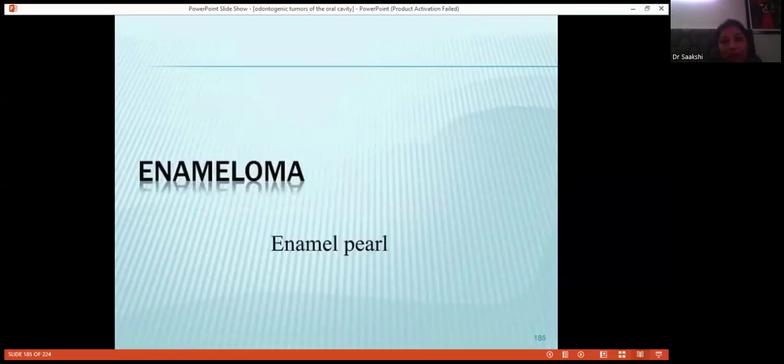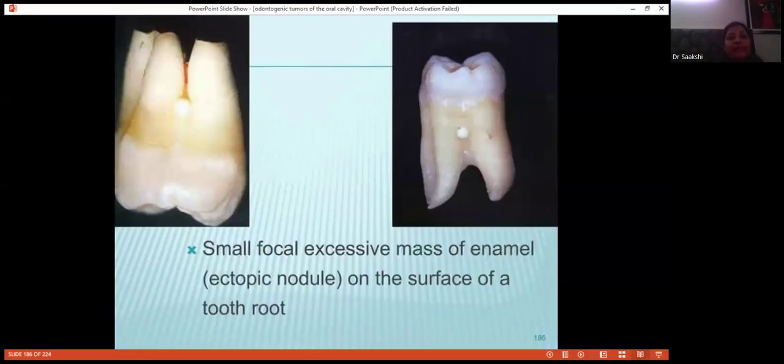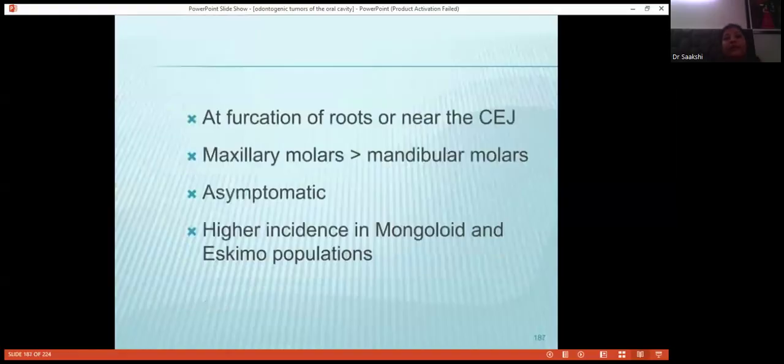The next is an enameloma, also called as enamel pearl. These are basically small focal excessive mass of enamel, that is ectopic nodule on the surface of the tooth root. You can see ये देखो आप छोटे छोटे से ये एक्टोपिक नोड्यूल बन रहा है, दैट इज द मास ऑफ एनामल बन जाता है रूट के सरफेस पे. अब ये छोटा वाइट एकदम मोती जैसे दिखता है, दैट इज कॉल्ड एज एनामल पर्ल. Mainly seen at the furcation of the roots or near the cemento-enamel junction. The maxillary molars are more commonly affected than the mandibular molars. They are usually asymptomatic और इनका higher incidence होता है in the Mongoloid and Eskimo populations.